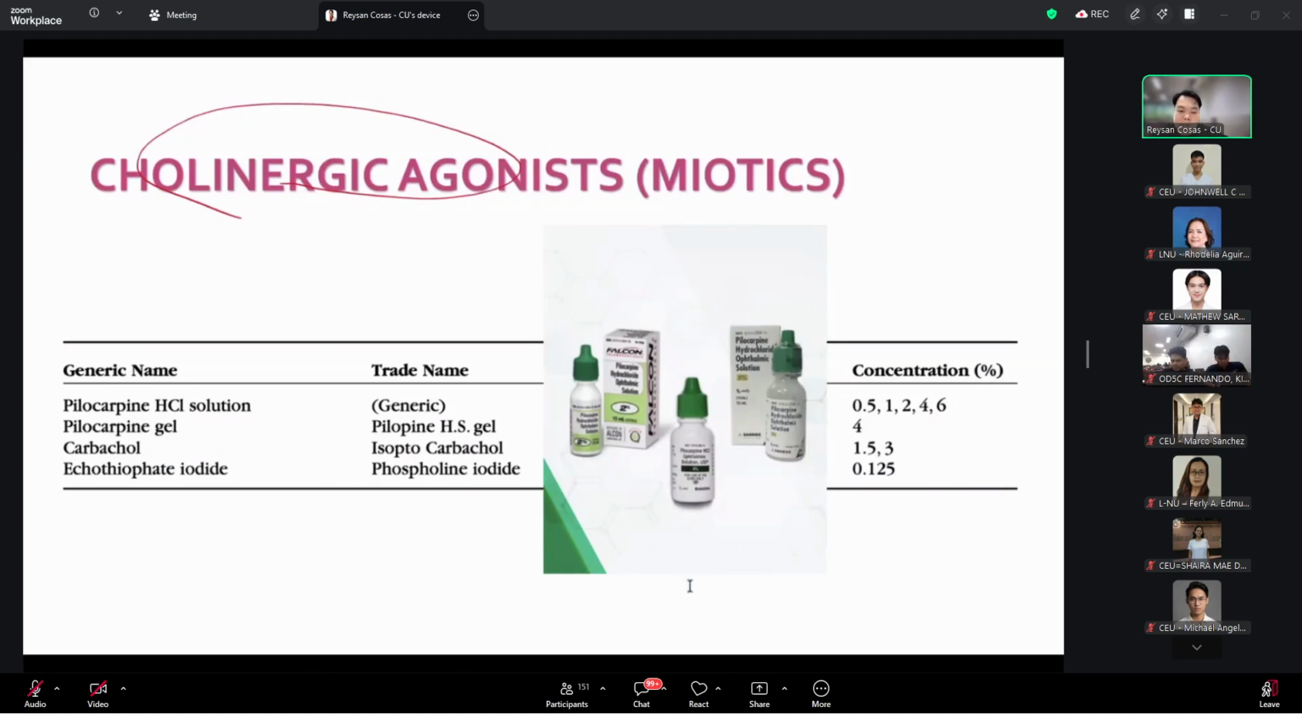They are classified as either direct or indirect. So which ones are direct? Pilocarpine and carbachol. While ecothiopate is indirect. Carbachol and ecothiopate, because of their side effects, are rarely used now in the treatment of glaucoma. So most of the time, we see miotics as pilocarpine to treat glaucoma.